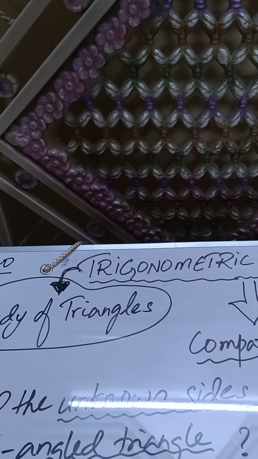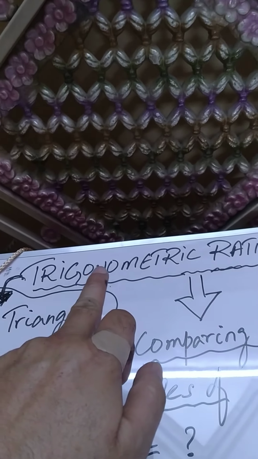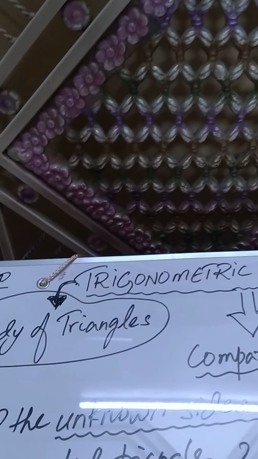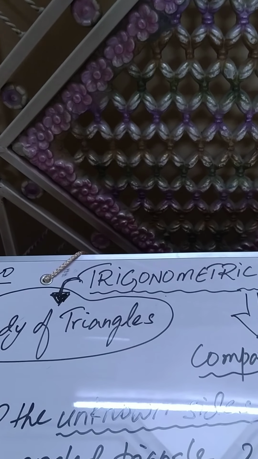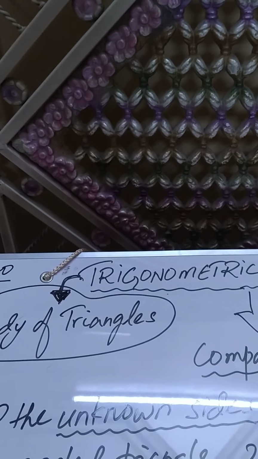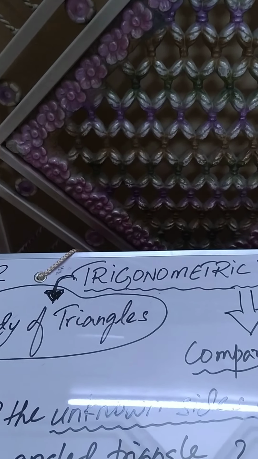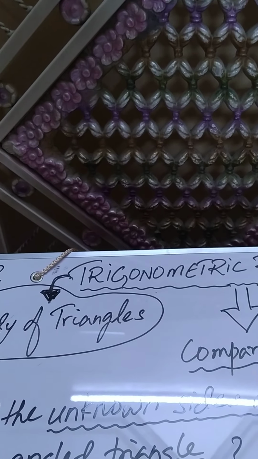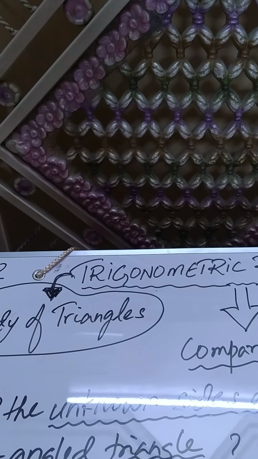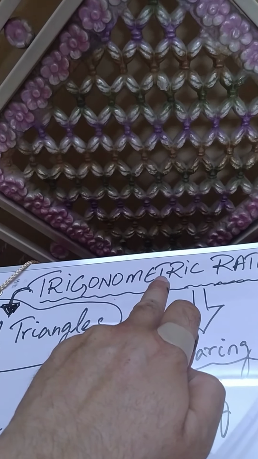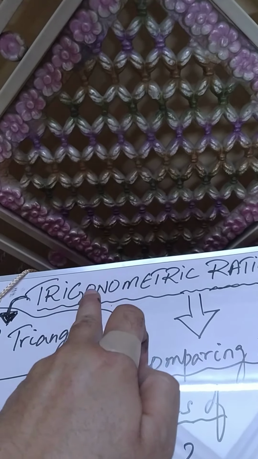It is a combination of three words. So tri means three, gono means corners, and metry means measurement. So trigonometry, three corner. So the topic is three corner measurement.